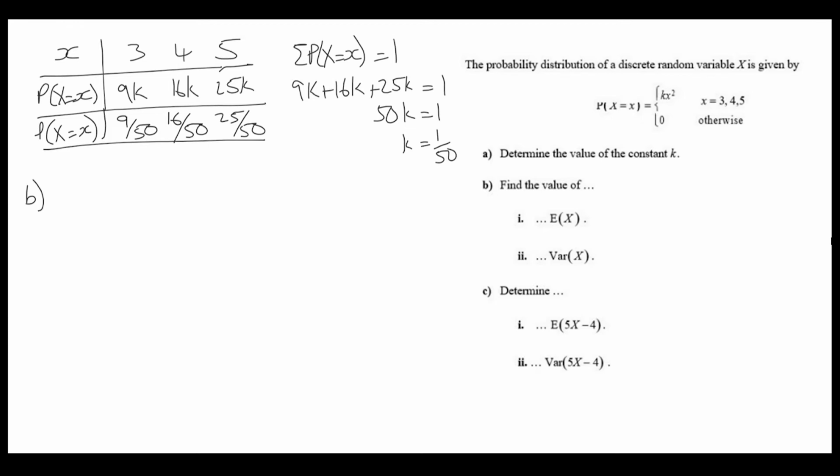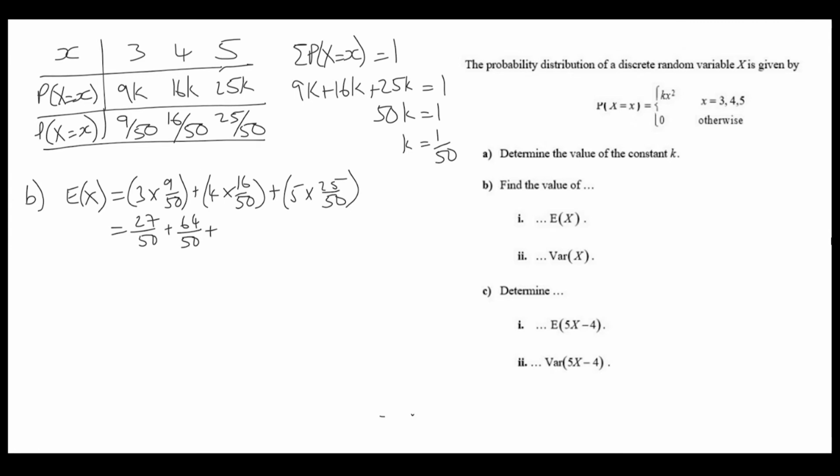Part B asks us to find the expectation of x. This is going to be the product sum of the x values and the associated probability. So 3 times 9 over 50, 4 times 16 over 50, and 5 times 25 over 50. As we work each of these out, that gives us an answer of 216 over 50, or as a decimal, it's 4.32.